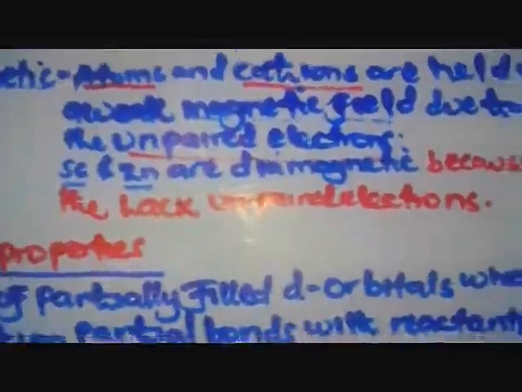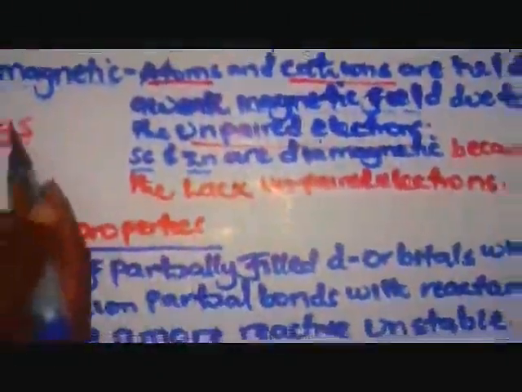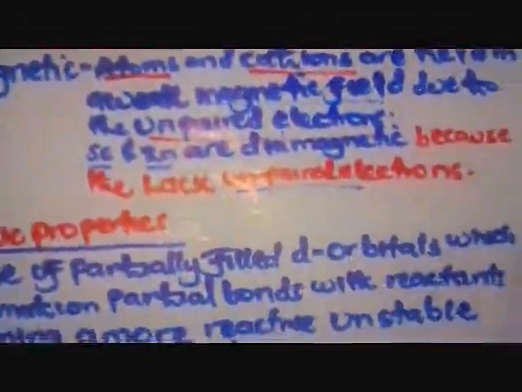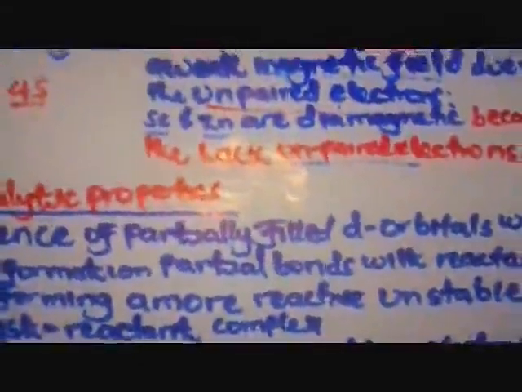Now we go to scandium and zinc. Scandium and zinc are not true transitional elements. Reason being they are not attracted by magnet. They are non-paramagnetic. Why? When you look at them, they lack unpaired electrons. When you go back to their configuration, the electrons in scandium and zinc rule them out from being paramagnetic.